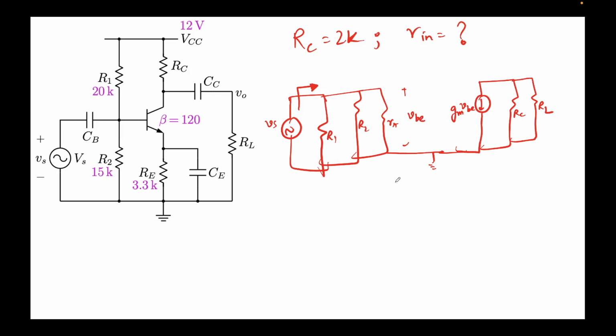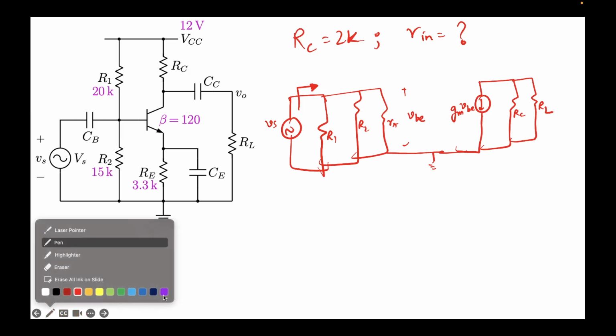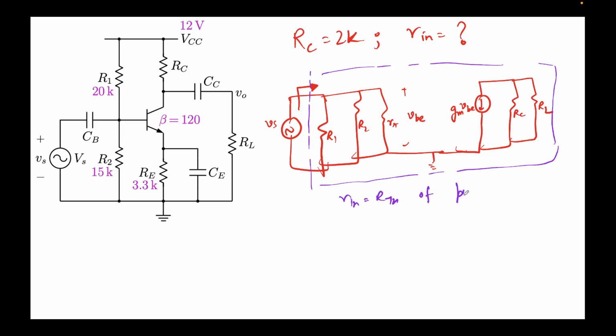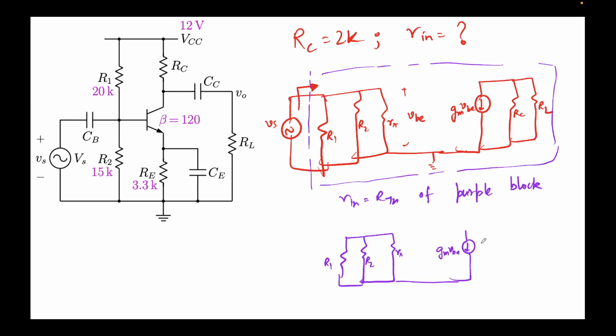So it's again simple. Again I'll draw the block that we drew last time, right? So we are required to find the Thevenin equivalent resistance for this block. So Rn will be nothing but RTH of the purple block. Okay, so inside the purple block, let me first draw the purple block again. So this will be R1, R2, R pi, this will be GM VBE.